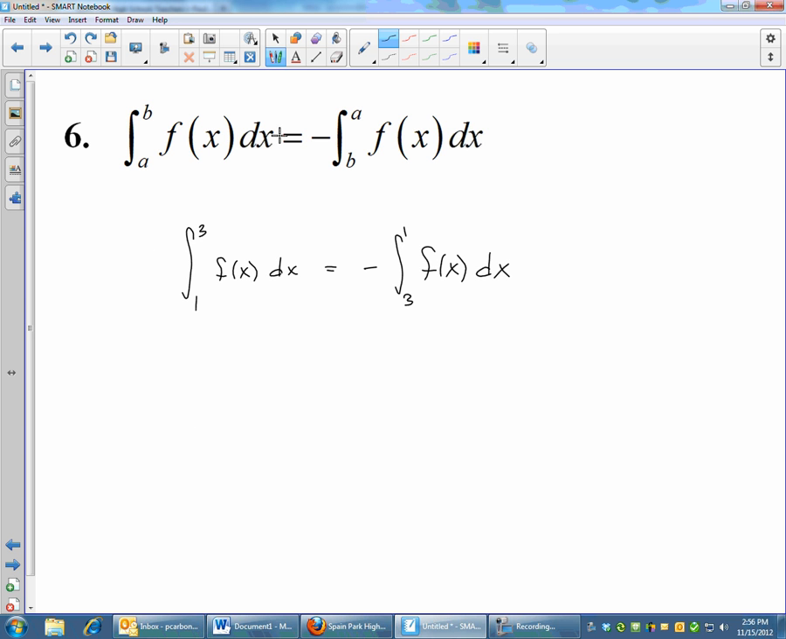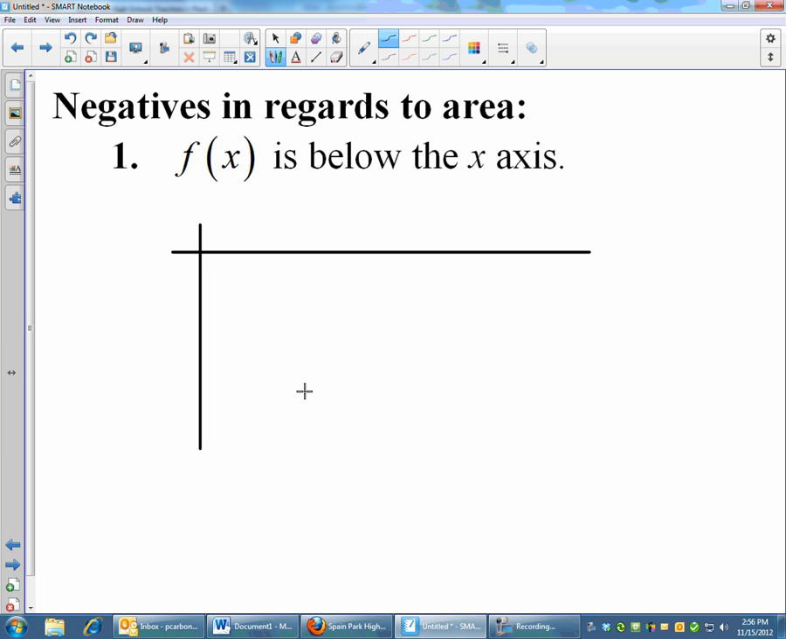Let's see, so speaking of negatives, this does introduce negatives into antiderivatives. And so we have to think about how negatives show up in regards to area. And when I say negatives here, I don't mean bad things. I mean negatives as in the opposite of positives, which is still not a bad thing. Whatever. So one way you can get a negative area is if your function is below the x-axis.